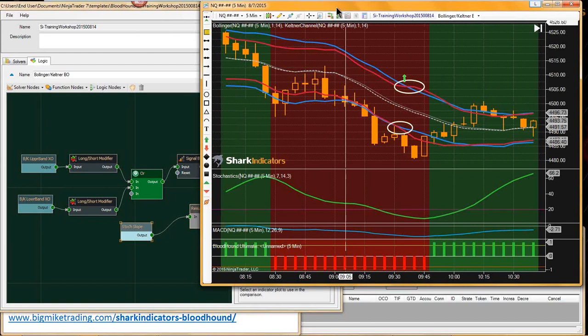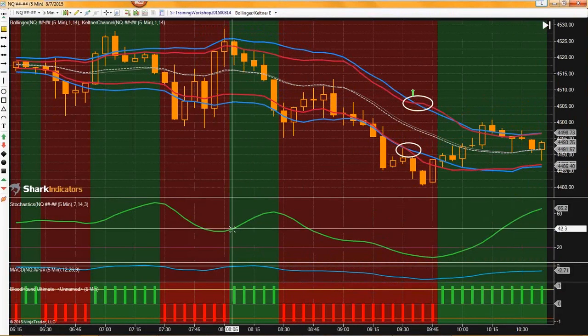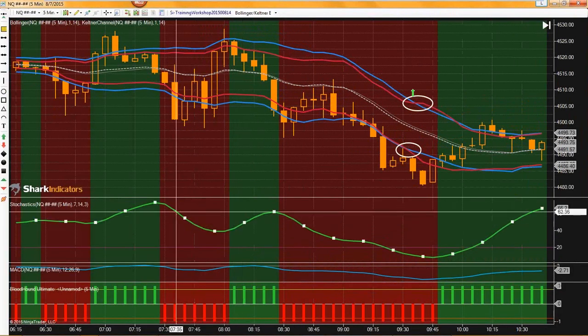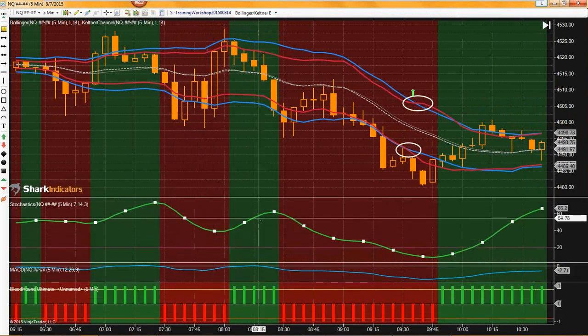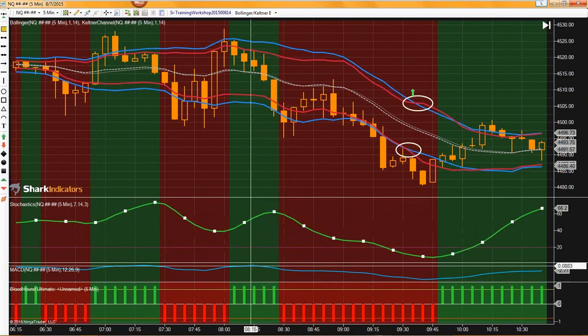Alright, so as we look at that slope solver, pretty simple enough. Stochastic is sloping down, we're getting short output. Sloping up, we're getting a long output. So this is going to determine the direction of the trade.